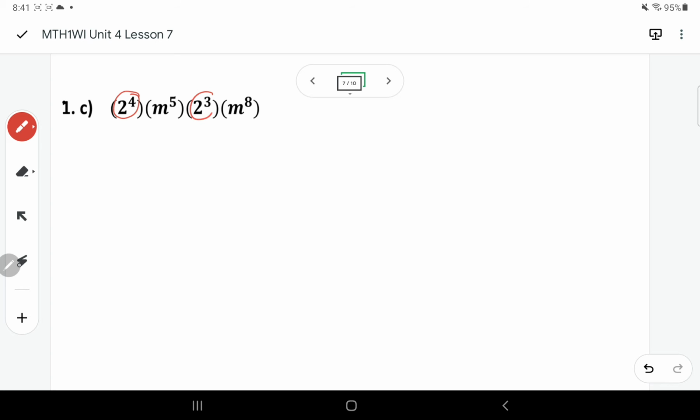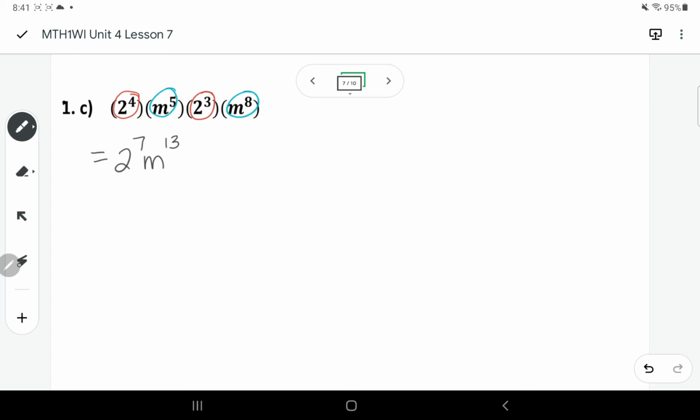I'm going to look at the answer here. So I have to keep the things with the same base together. I can't combine things if the bases aren't equal. So I'm going to combine together the things with a base of 2. 2 to the exponent 4, 2 to the exponent 3, keep the base the same and add up those exponents. Then I see 2 terms with a base of m. So I'm going to keep the base the same and add the exponents. So 5 plus 8 is 13.